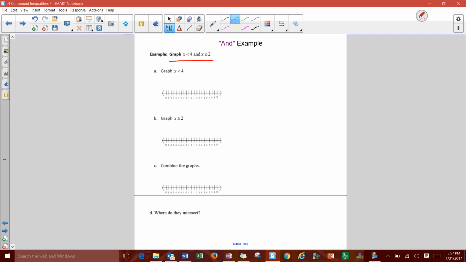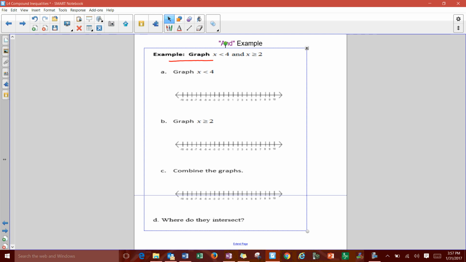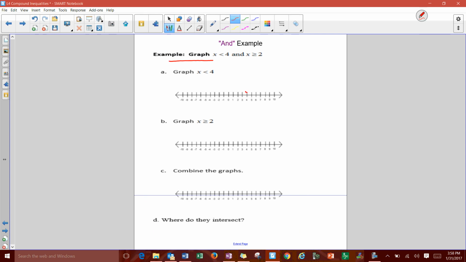So in order to graph that, you could just graph x is less than 4. So here's x is less than 4, starts here with an open circle, less than 4 goes down here. And then you can graph x is greater than or equal to 2. That would be a closed circle, because remember I would include that 2 in my solution. And then I'm going to combine the graphs. So here was that part, and here was the 4. If I started at the 4, I would shade that way.